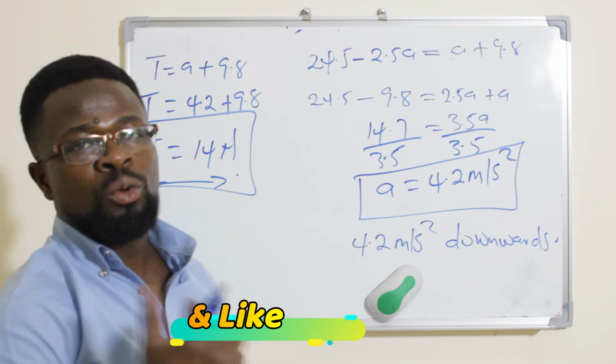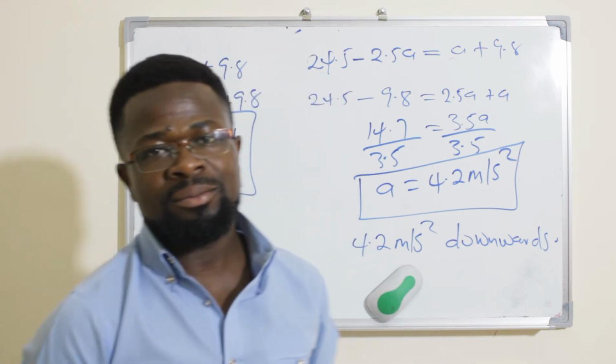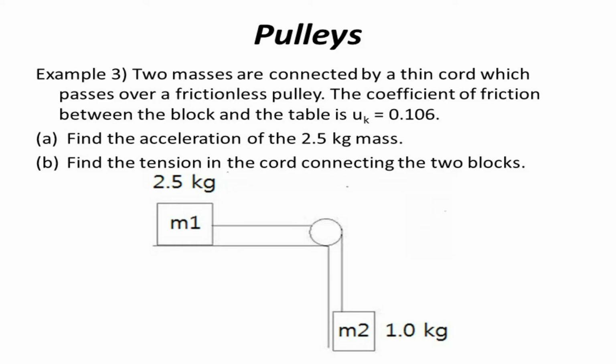Alright, let's move on to look at example number 3. Two masses are connected by a thin cord which passes over a frictionless pulley. The coefficient of friction between the block and the table is 0.106. Question 1 says, find the acceleration of the 2.5 kg mass. And question 2, find the tension in the cord connecting the two blocks.